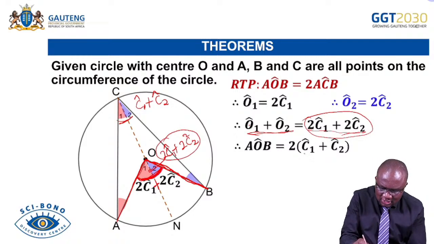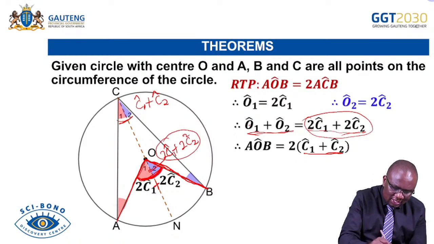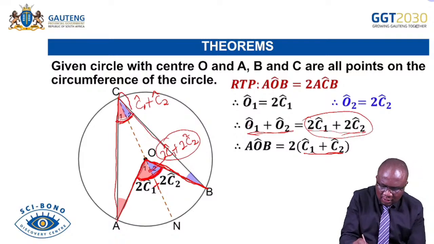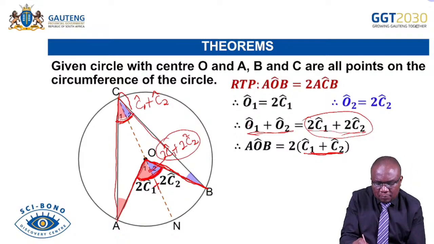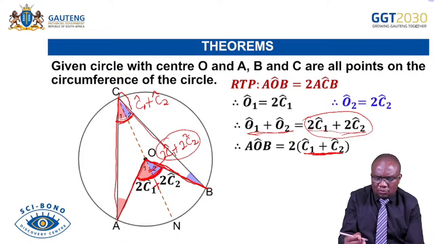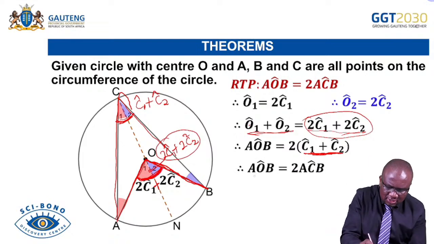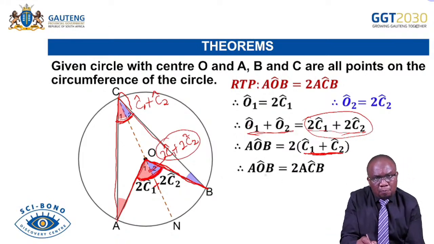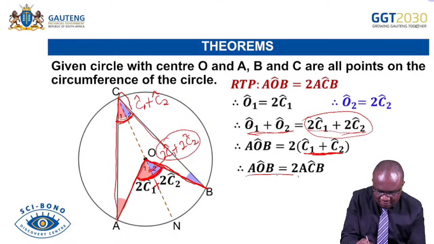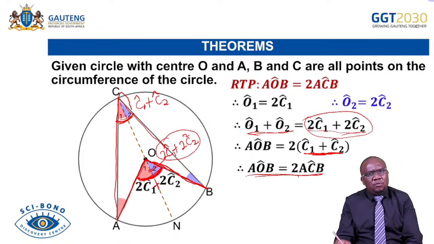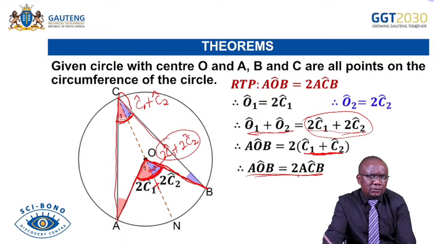And then what is C1 plus C2? It is this angle ACB. It is this angle here, ACB, this one. This is C1 plus C2. So here I'll just replace this with ACB so that it looks like this. Do you see that? So we can now see that angle AOB is 2 times angle ACB. We have proved the theorem.